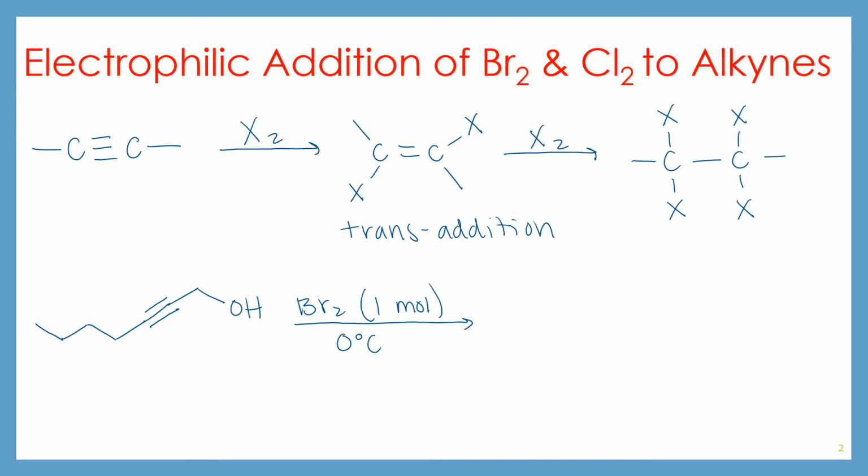So that's the format you're going to follow here. And then if you react with another equivalent of halogen, you can end up with a tetrahalogen product. So let's take a look at this first practice problem. We have an alkyne. We have 1 mole of bromine. So we just have to draw a product of the same number of carbons and the trans addition of a halogen. So go ahead and take a second and draw out the product on your own.